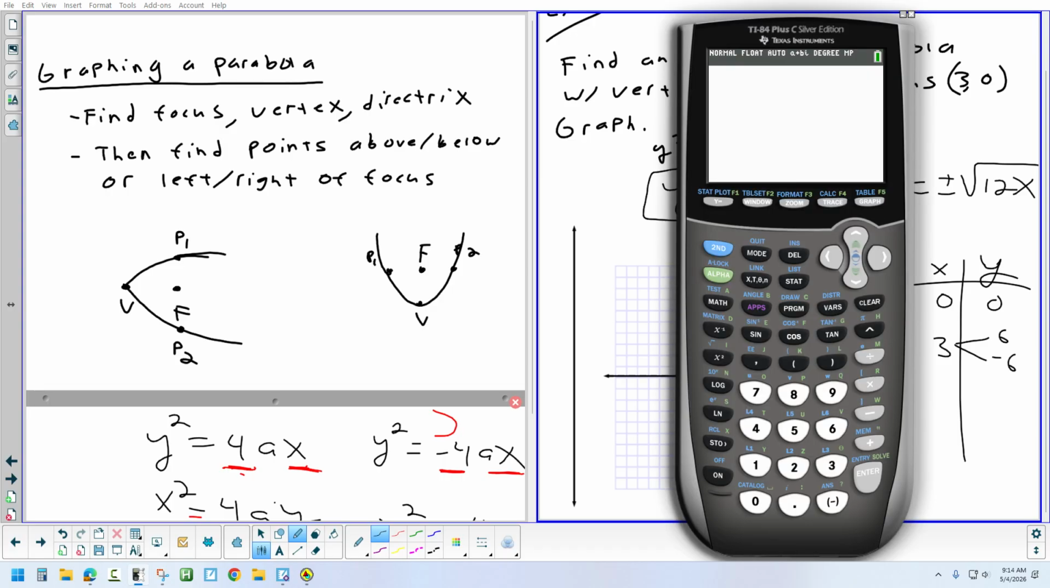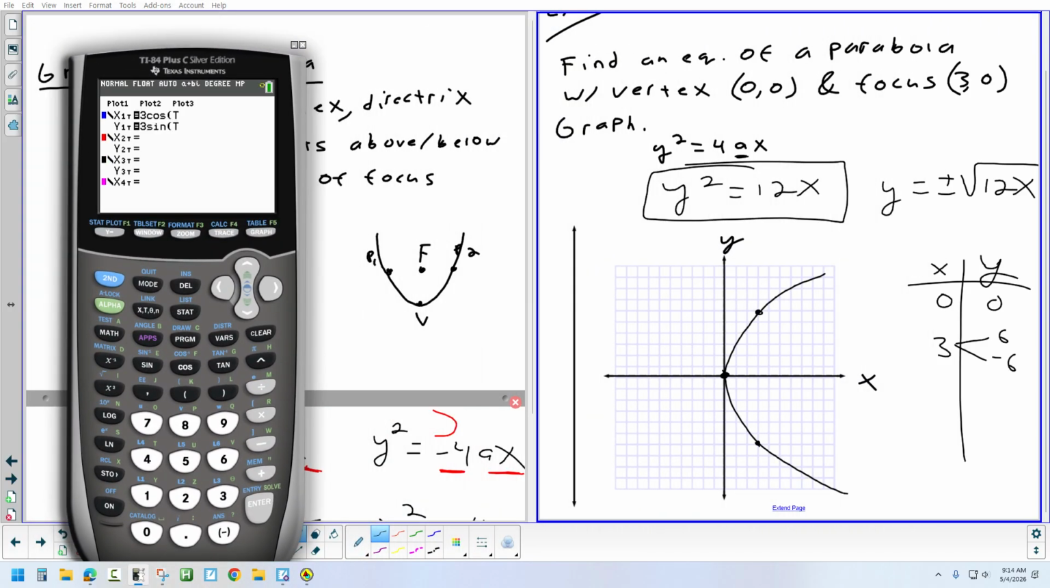Now remember, I can't draw things that are not functions. So all I can do is draw 2 separate graphs and just kind of stick them together. So let's go with function, y equals, and we got to type in the square root of 12x. Oops. Square root of 12x. And the negative square root of 12x. Okay, I'll do zoom 6 because I think the window that I have over on the right is fine. And there's your parabola.